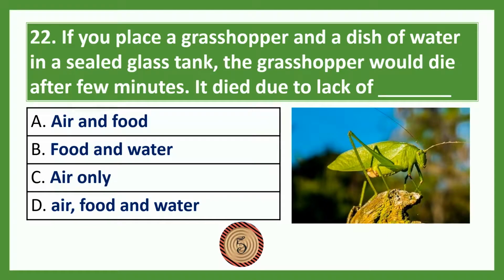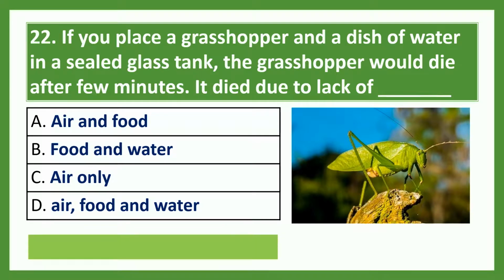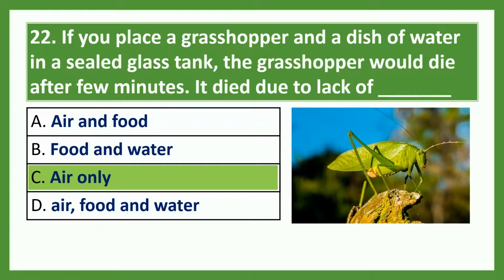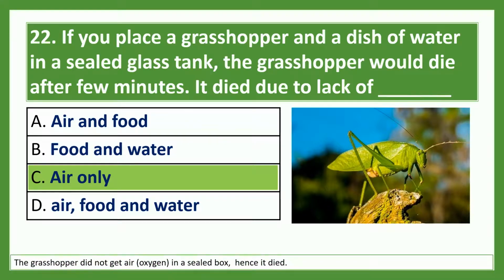If you place a grasshopper and a dish of water in a sealed glass tank, the grasshopper would die after a few minutes. It died due to lack of dash. Option A air and food, option B food and water, option C air only, option D air, food and water. The answer is option C air only. The grasshopper did not get air, that is oxygen, in a sealed box, hence it died.